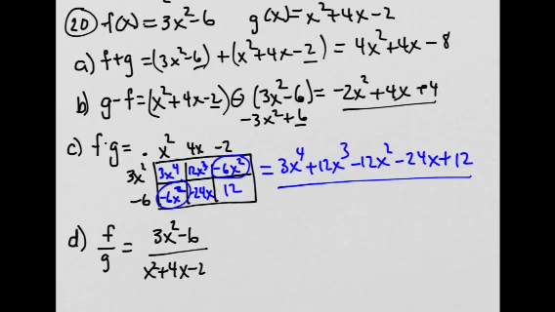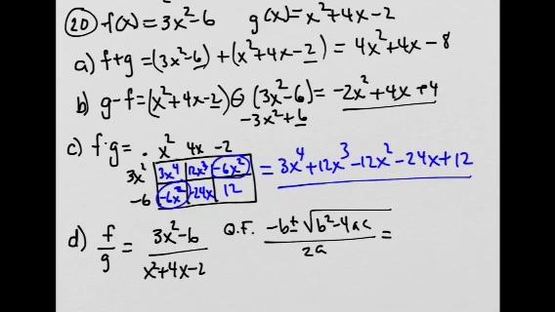For letter E, they want you to find the domain of f over g. So what that means is we want to find what makes this 0, so that we can exclude it from the domain. Whatever makes it 0. Now, unfortunately, it doesn't factor. So you're going to have to go back in your memory Rolodex and bring up the quadratic formula. That's the only way to solve. So remember, it's negative b plus or minus the square root of b squared minus 4ac all over 2a.